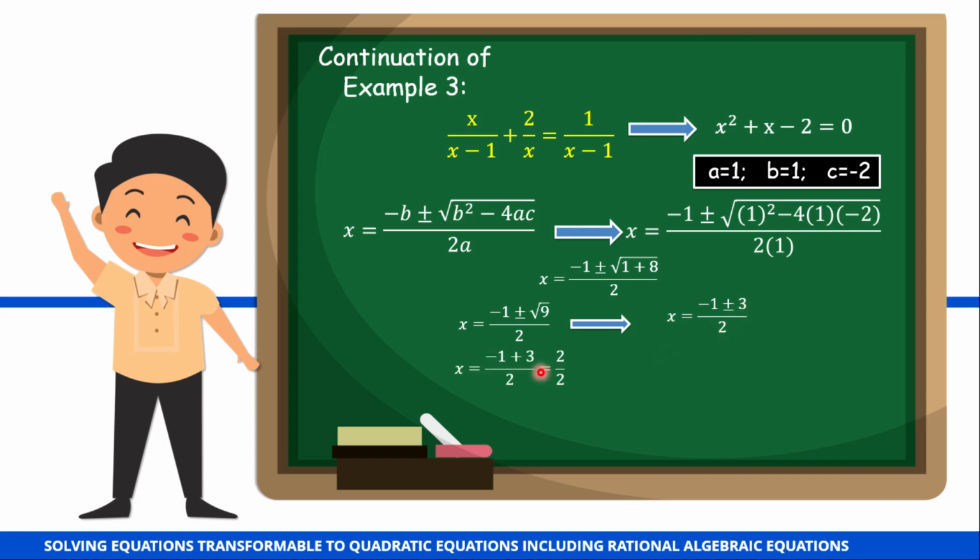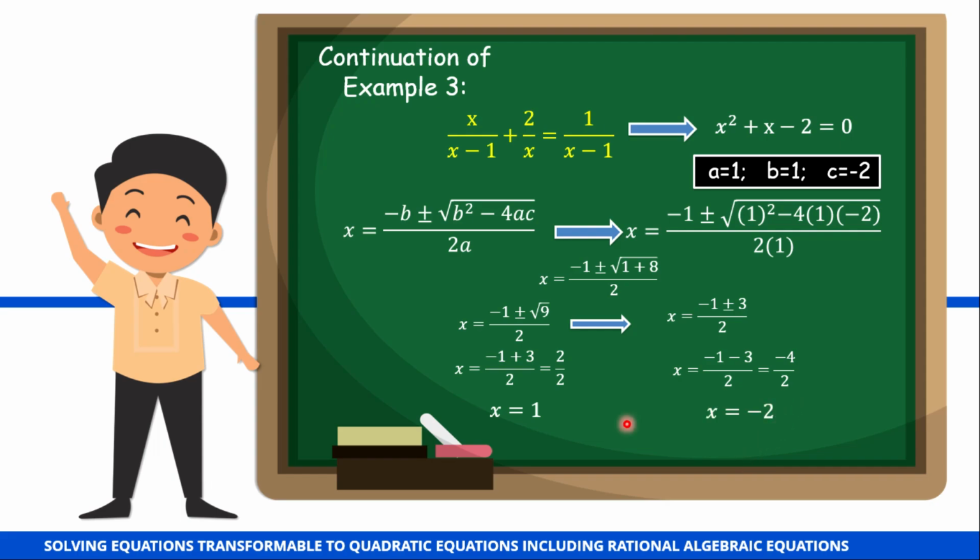Para makuha ang value ng x, we have negative 1 plus 3 all over 2. Inuna natin yung positive 3. So, negative 1 plus 3, answer is 2, divided by 2. Therefore, x is equal to 1. Next, doon naman tayo sa negative 3. We have negative 1 minus 3 all over 2. Negative 1 minus 3, that is negative 4, divided by 2. So, x is equal to negative 2.